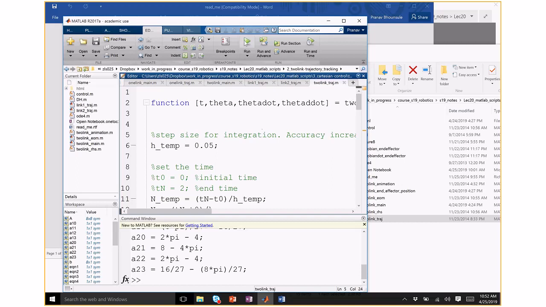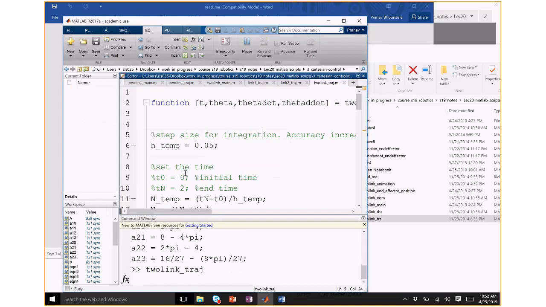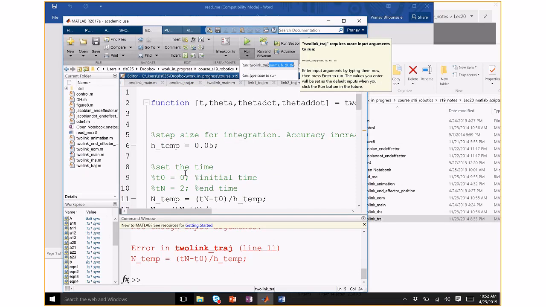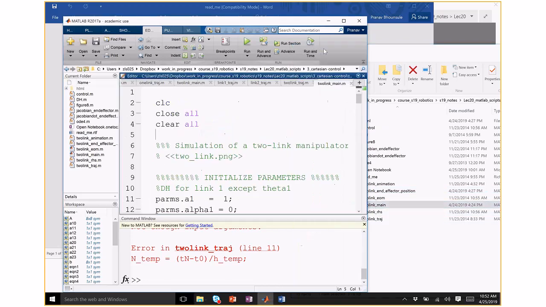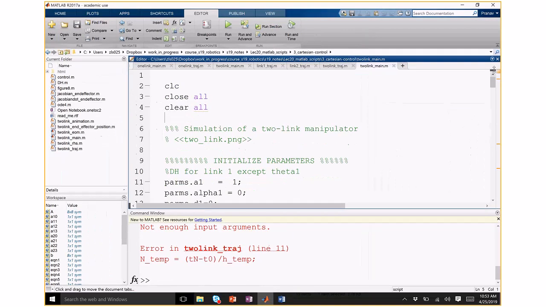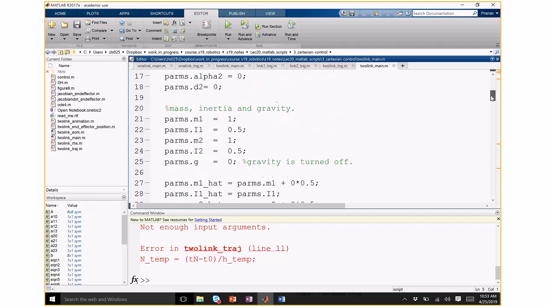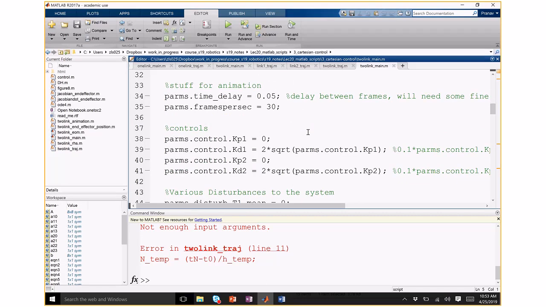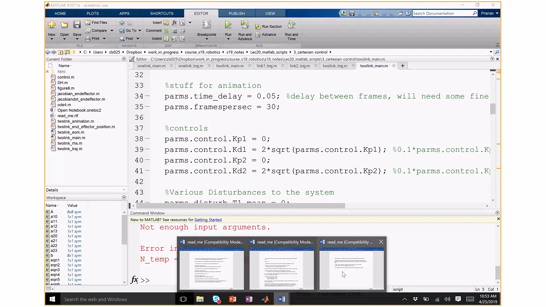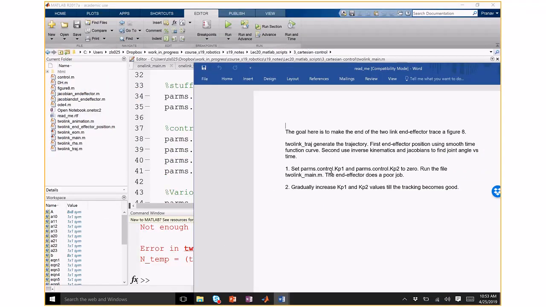Let me just run this. Maybe this will not run. Okay, so this actually is called by another file, so it won't run. The main file always is the one which you want to call, two-link main. Let's call this one. Okay, so initially, if you read this file, I think I've said set the KP1, KP2 to be 0. There's no feedback control. Run the tooling file, and let's see what happens.